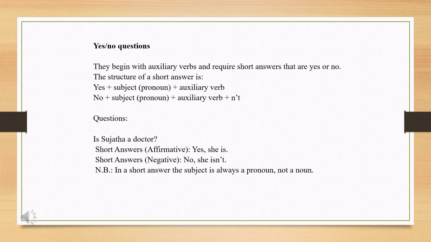There are some kinds of questions. There are yes or no type questions, alternative questions, question word questions, and rhetorical questions. First one, yes or no questions. They begin with auxiliary verbs and require short answers that are yes or no. Look at the structure. For example, is Sujata a doctor? If she really is a doctor, we can say the answer, yes, she is. If she is not a doctor, we can answer, no, she is not. In a short answer, the subject is always a pronoun, not a noun.